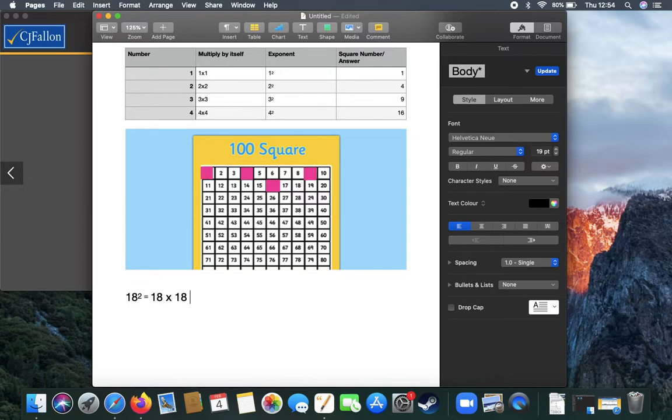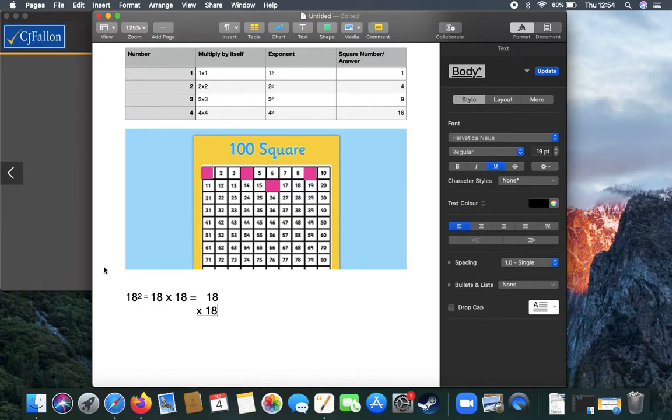So what I did then, I actually wrote it vertically because I find it easier to see. I wrote it like the following, and I underlined it there. And then I worked it out. So 8 by 8 is 64. Put down my 4, carry my 6. Like a long multiplication sum. I worked out the answer.